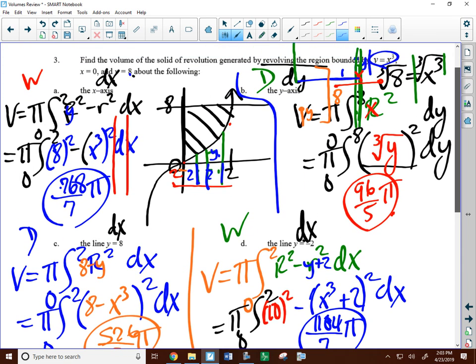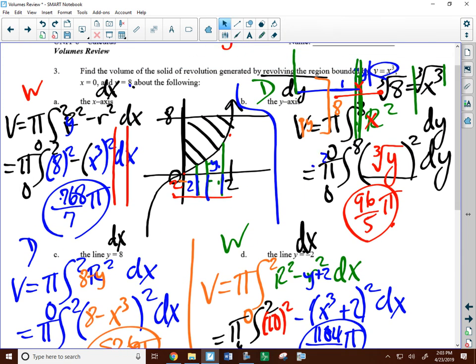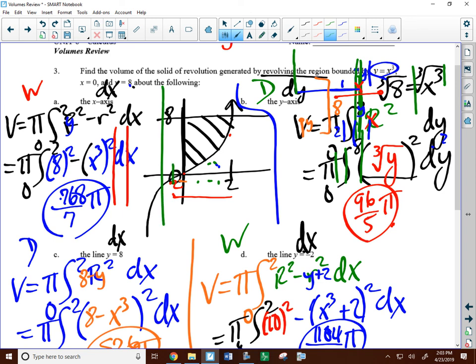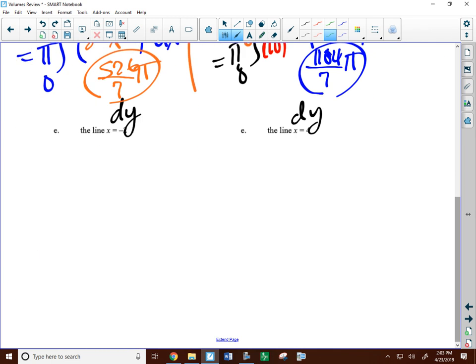First one is negative 2. If we are on the left of the region, I'm just going to refer to my chart. It's similar to the last one. It's a plus. Now, we'll say that here's negative 2. It's a dy question. Let me go ahead and set it up. So we need the y interval, 0 to 8.